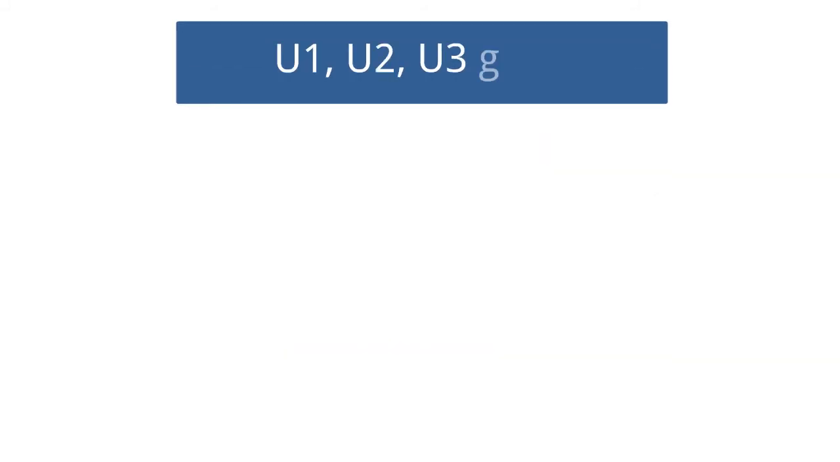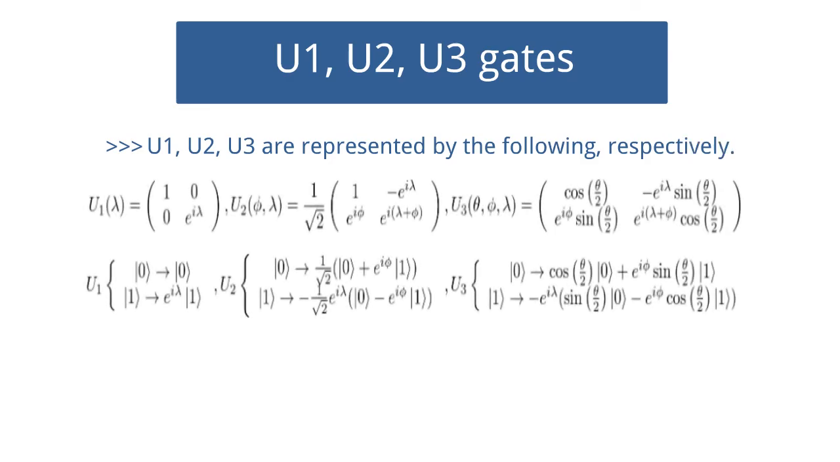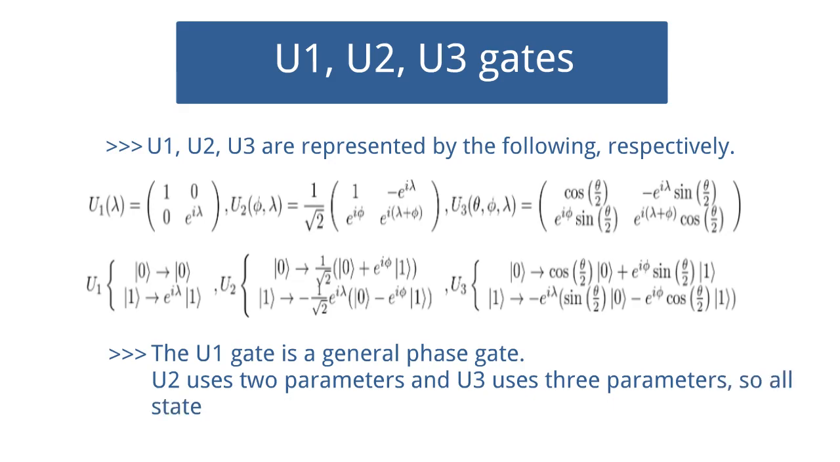U1, U2, U3 gates are represented by the following, respectively. The U1 gate is a general phase gate. U2 uses 2 parameters and U3 uses 3 parameters, so all states can be created.